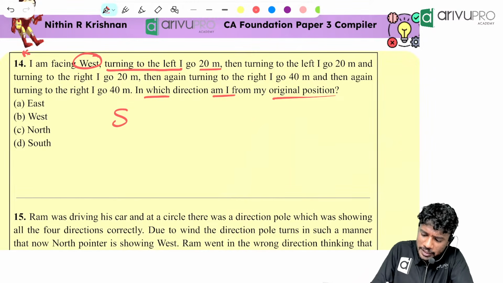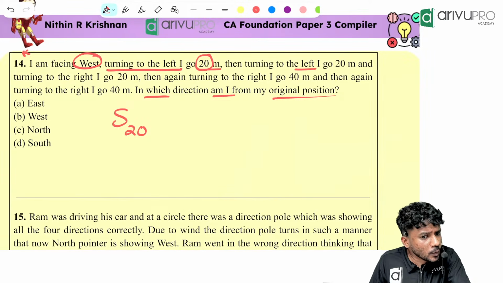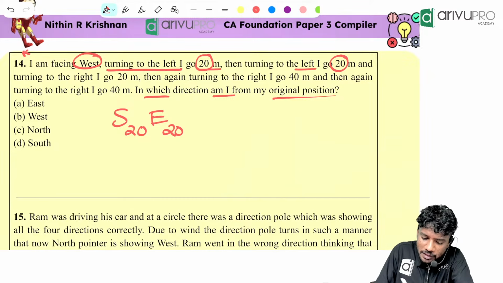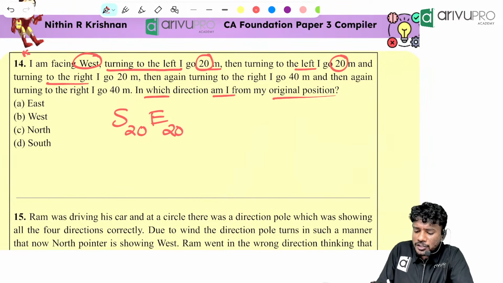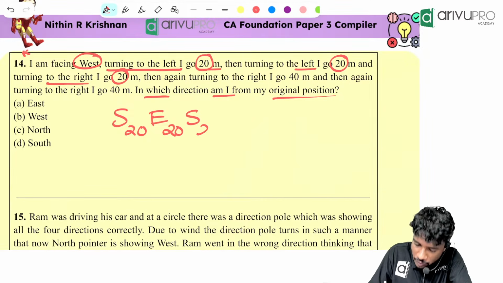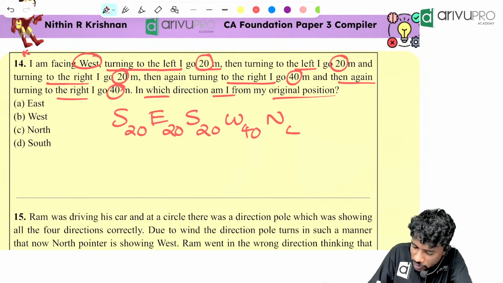So south, he is walking how many meter? 20. Turn to the left. Left of south is what? Left of south is east. How many meter? 20 meter. And turning to the right. Right of east is what, people? Right of east is south. How many meter? 20 meter. Again to the right. West. How many meter? 40 meter. Then again turning to the right. North. How many meter? 40 meter.